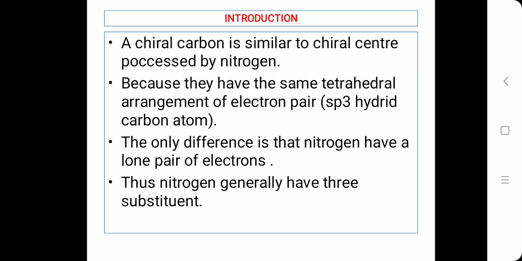Introduction. A chiral carbon is similar to the chiral center possessed by nitrogen because both have the same tetrahedral arrangement of electron pairs, that is, the central atom is sp3 hybridized, whether it is a carbon atom or a nitrogen. The only difference is that nitrogen has a lone pair of electrons, the non-bonded electron pair, which is not participating in bond formation. Generally nitrogen has 3 substituents, whereas carbon has 4 substituents around it. But still, nitrogen having 3 substituents and a lone pair makes it a chiral atom.